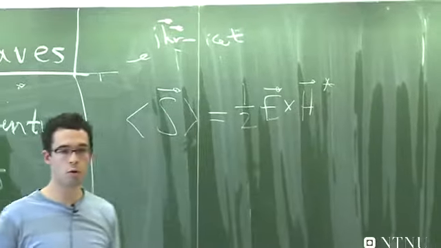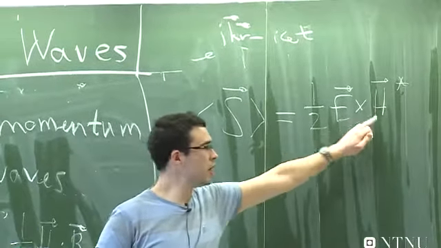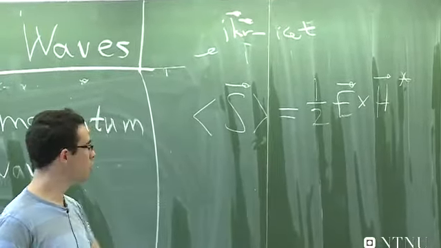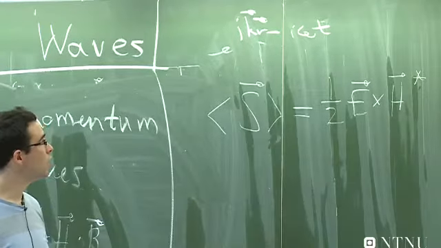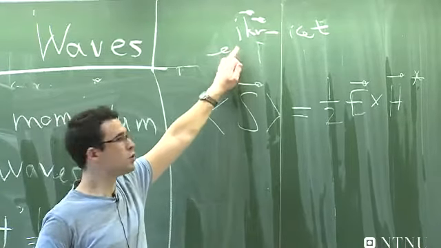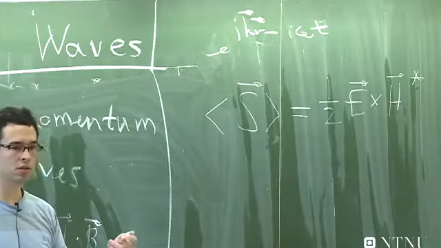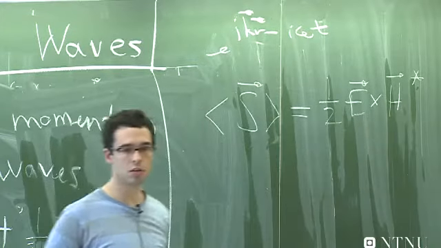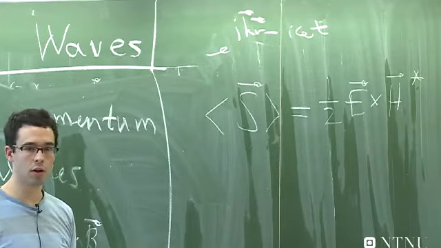Where the star denotes complex conjugation. So E cross H complex conjugate will give us the Poynting's vector. And there you see, when you do the complex conjugate, you change the sign up here. The phases of this and that cancel, and we're left with a real answer.